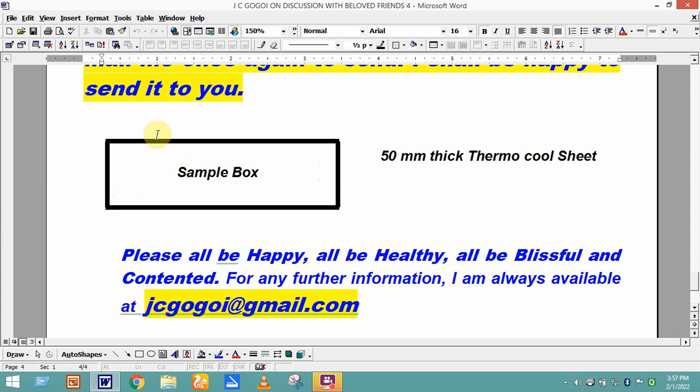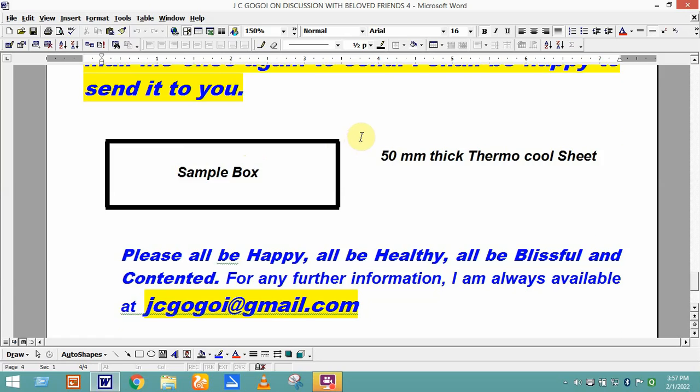Then we should seal it. Seal means we should put the top sheet of thermocol and, using cello tape, close it and seal it so that chances of evaporation of moisture from the soil sampler are minimized.